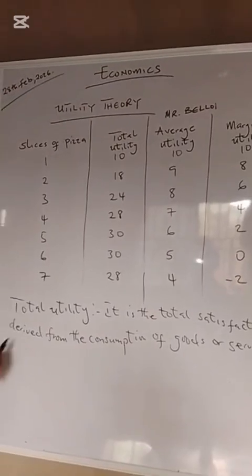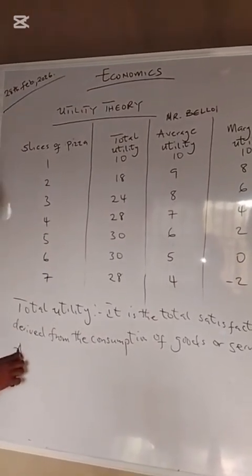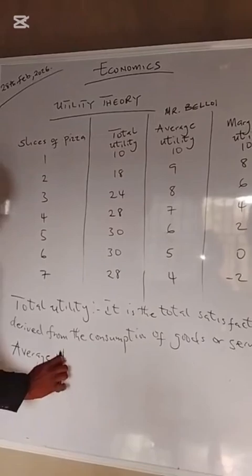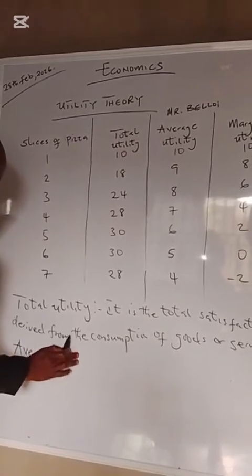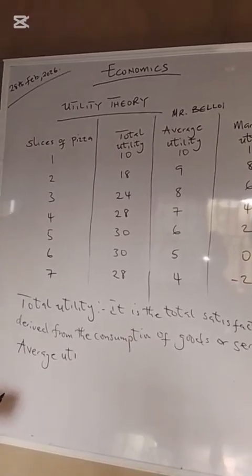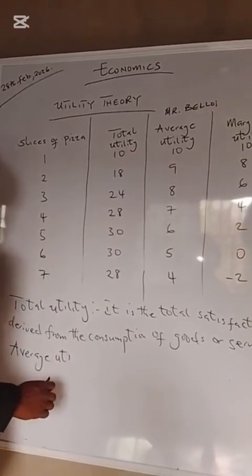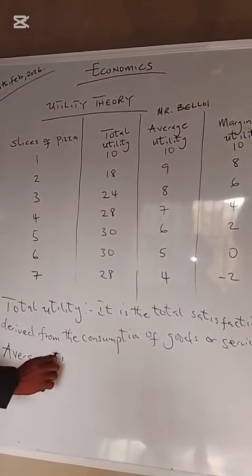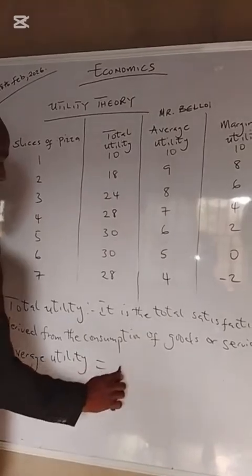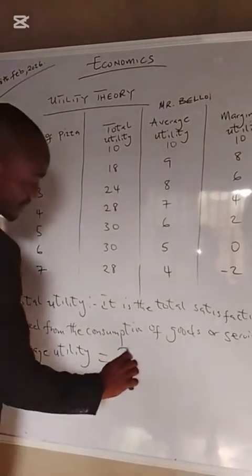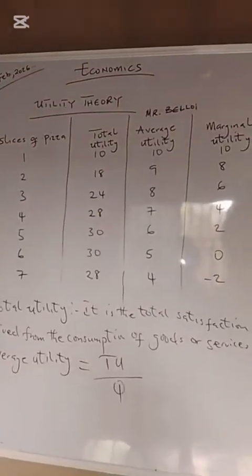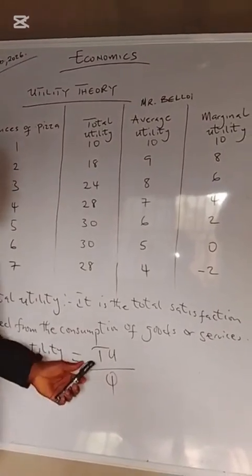Now, having known that, let's go to average utility. When we are talking about average utility, we are referring to the satisfaction per unit of commodity. This is the formula for average utility: the total utility divided by the commodity consumed.